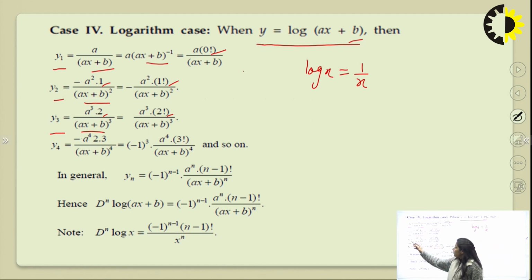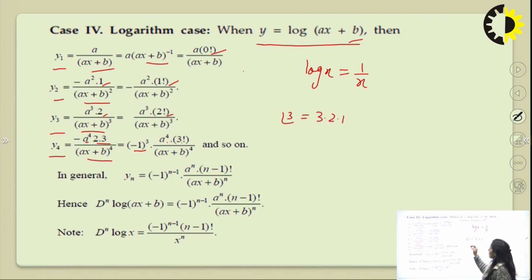Now again differentiate y3 with respect to x. So we will get y4. So y4 is equal to minus a power 4 into 2 into 3 upon (ax plus b) power 4, which is equal to minus 1 power 3 into a power 4, and we know that factorial 3 is equal to 3 into 2 into 1. So we can write 2 into 3 as factorial 3, upon (ax plus b) power 4, and so on. We can write the nth derivative of y with respect to x.